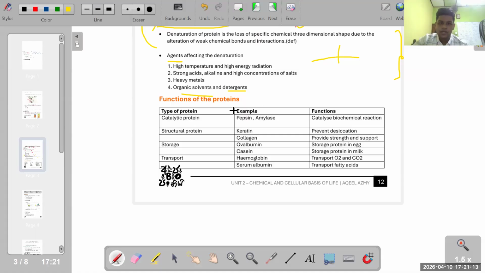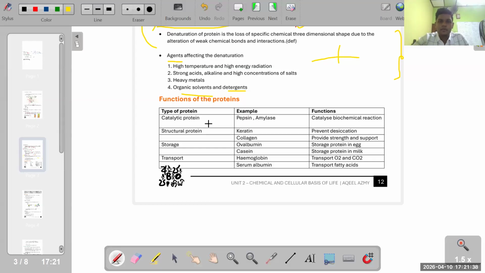Examples for catalytic protein: pepsin, amylase. What is the function of them? Catalyzes biochemical reactions. Is this first part clear to you? The type of protein, the example, and the function. Is that clear to you? Clear. Very good.